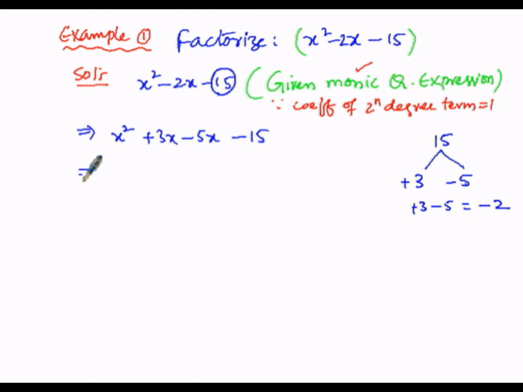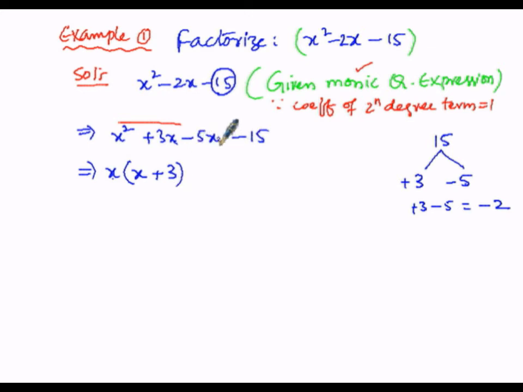So out of the first two terms I want to take x as common. When x is taken out, x square can be written as x into x. When x is taken as common, one more x is left inside the bracket, that is x into x is x square, plus when x is taken as common from 3x, only 3 is left within the bracket.